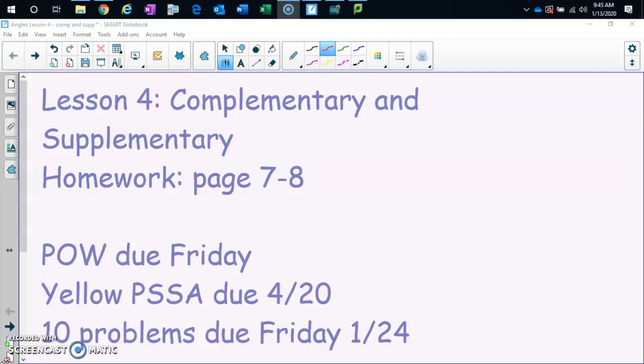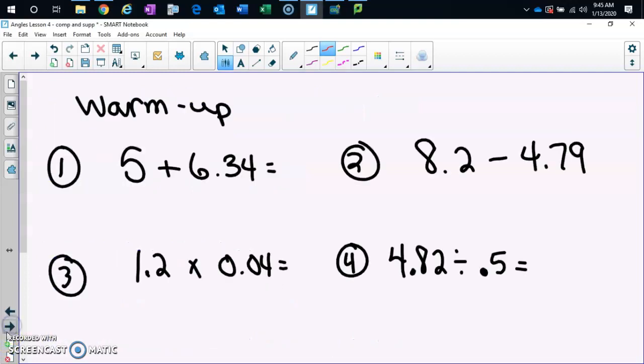All right, this is lesson 4 in the angle unit. We're learning complementary and supplementary today. The work that goes with it is page 7 and 8.